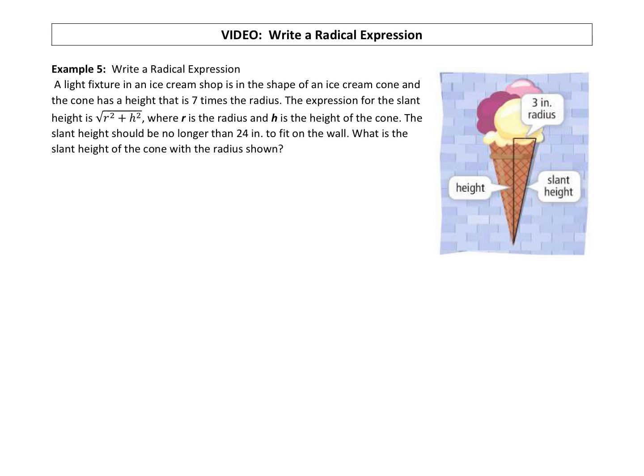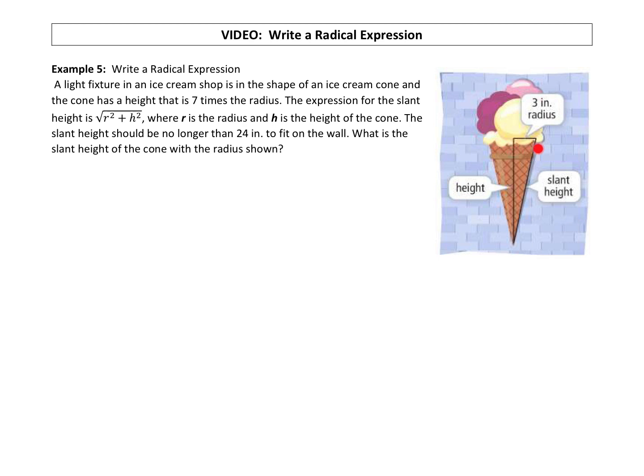Okay, so here we have a super realistic real life example. We have a light fixture in an ice cream shop that's in the shape of an ice cream cone. How cute is that? And the cone has a height that is 7 times the radius. So just to look at the picture real quick, we've got our ice cream cone. This height right here is 7 times whatever the radius is.